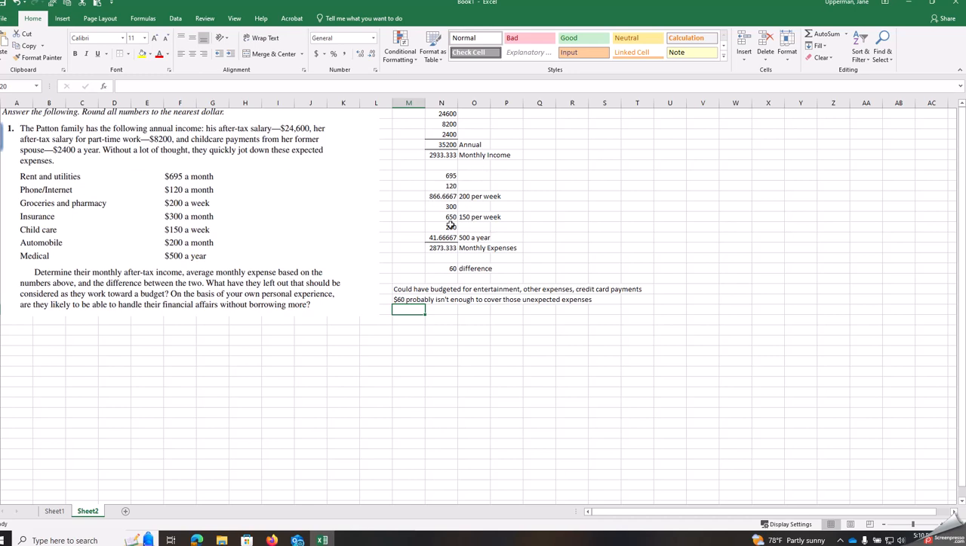So notice I feel like the hardest part is converting these. You just got to read carefully. And if they want it monthly, which they mostly do, you got to take the stuff that's weekly, multiply it by 52 to get it into an annual amount, and then divide by 12. If they give it to you annually, you just divide by 12. So that is a personal budget.